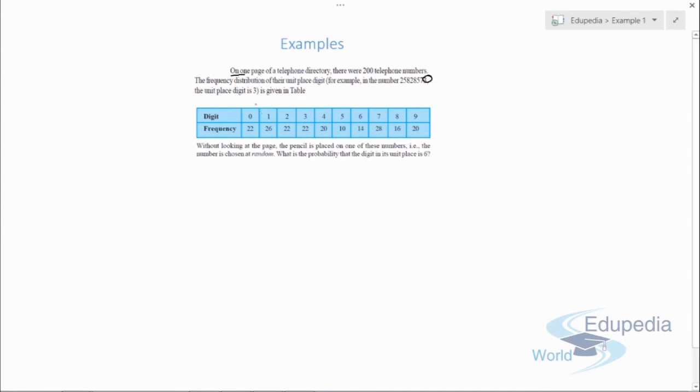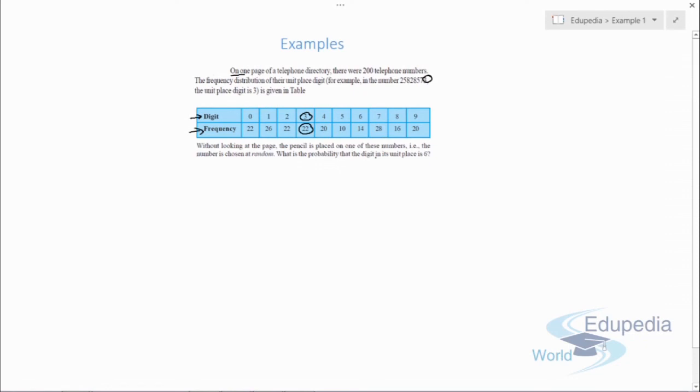The frequency is given in the table. Let's say these are the digits 0, 1, 2, 3, 4, 5, 6, 7, 8, 9, and these are the frequencies given. Let's say we have unit digit 3 and the frequency is 22. Without looking at the page, the pencil is placed on one of these numbers, so the number is chosen at random. What is the probability that the digit in its unit place is 6?